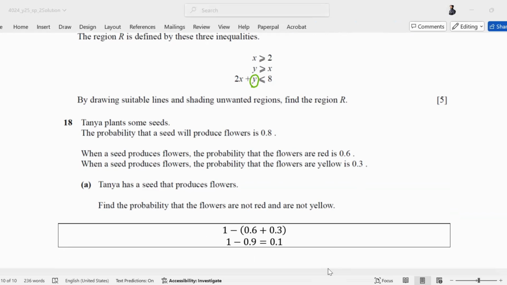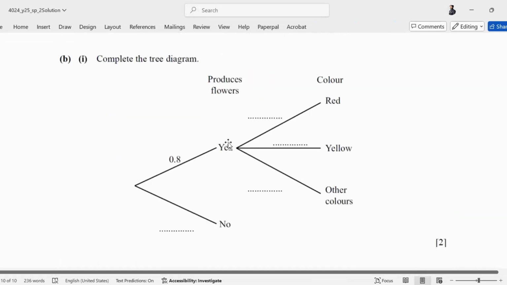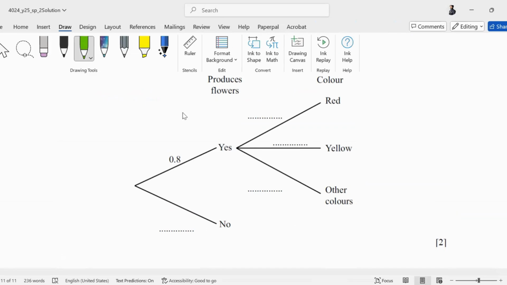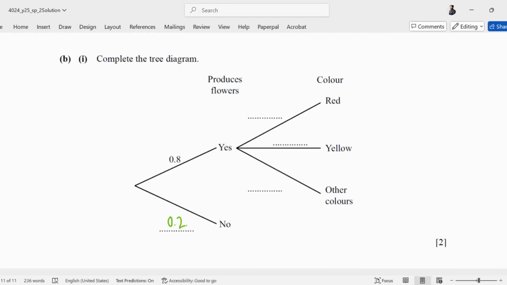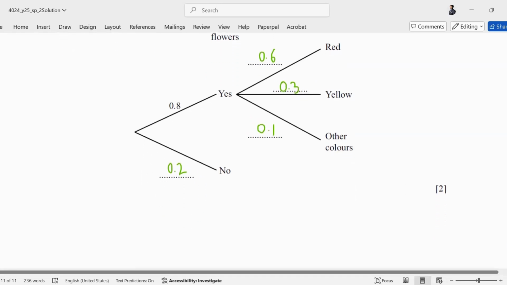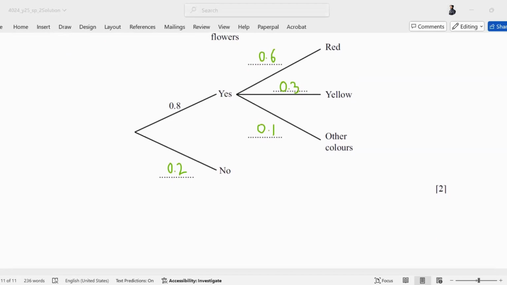In the second part, it wants us to complete the tree diagram. Looking at it, 0.8 is the probability of producing flowers, 0.2 is the probability of not producing flowers. For red, the question told us the probability is 0.6. For yellow, once it produces flowers, it is 0.3. And for other colors, we have just figured out it is 0.1. So this is the tree diagram that we will fill. Now moving on to the second part.